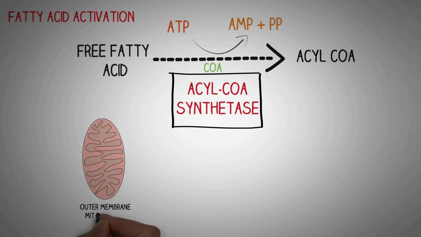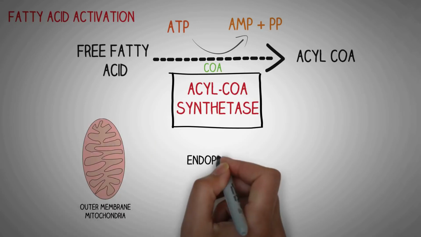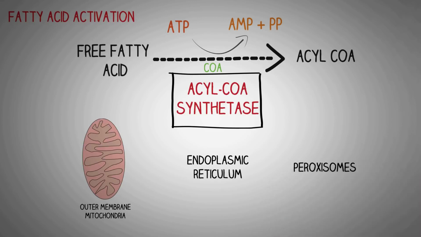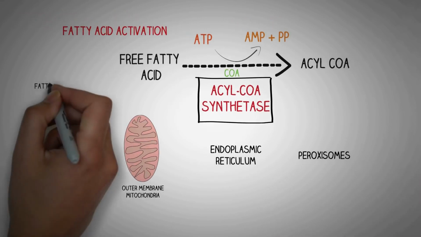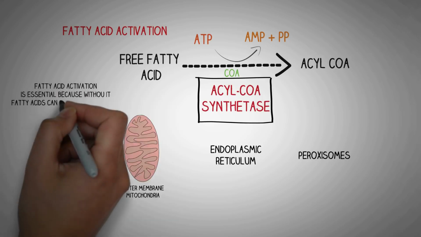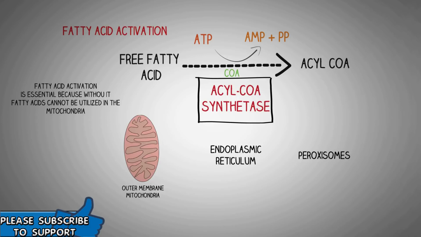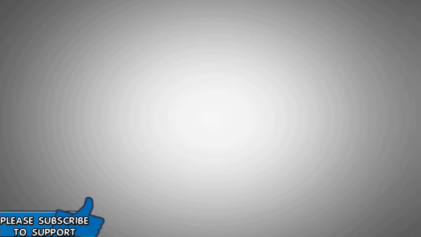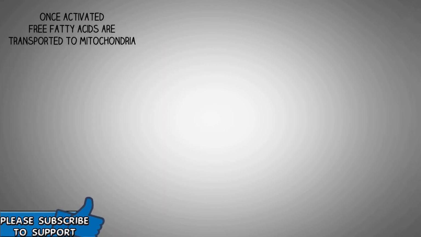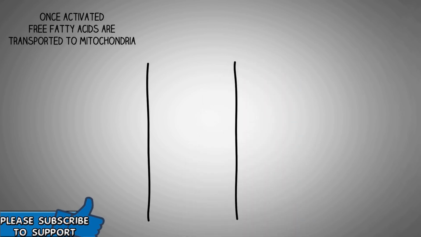This reaction takes place at many sites in the cell, including the outer mitochondrial membrane, the endoplasmic reticulum, and the peroxisomes. Fatty acid activation is very essential because without the activation, the fatty acids cannot be utilized as such in the mitochondria. Now once activated, the free fatty acids are then transported into the mitochondria. Let's understand this transport in a bit more detail.